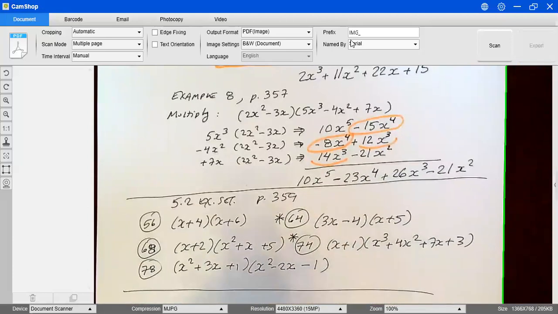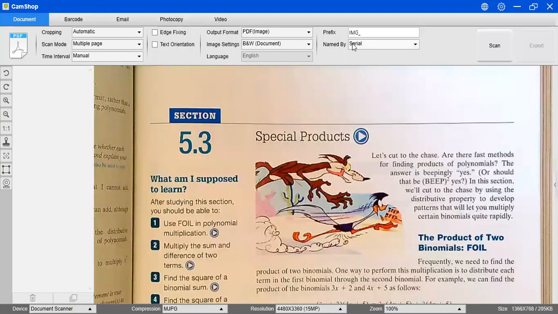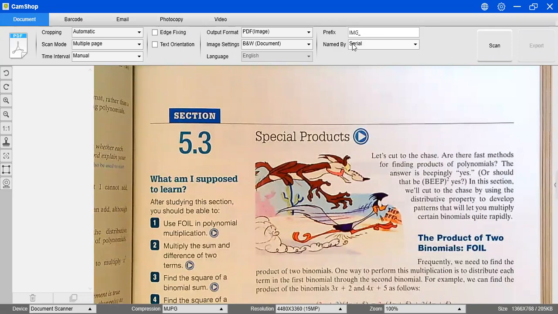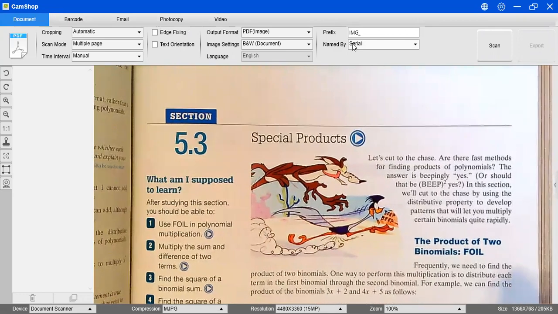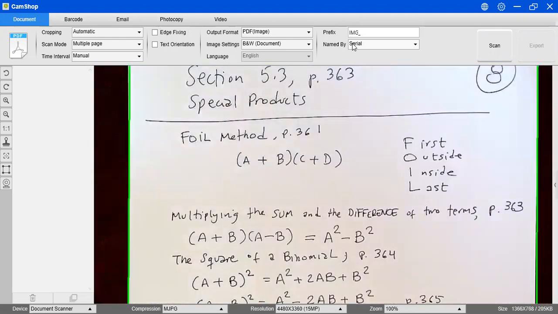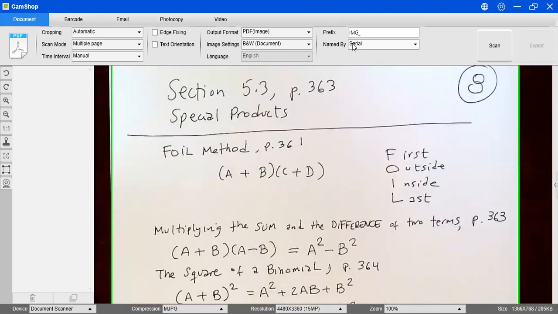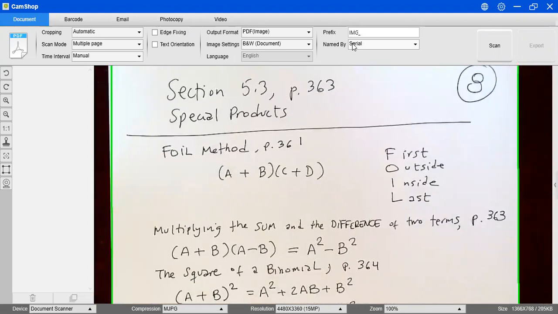And then we have one more section to finish our lecture today. It's about special products or shortcuts to multiply polynomials. So we're going to start section 5.3. That's the last section that we're going to cover for our lecture today. So section 5.3 is about special products. This section starts on page 361, and special products are just shortcuts to multiply polynomials. And the most important formulas start at page 363.